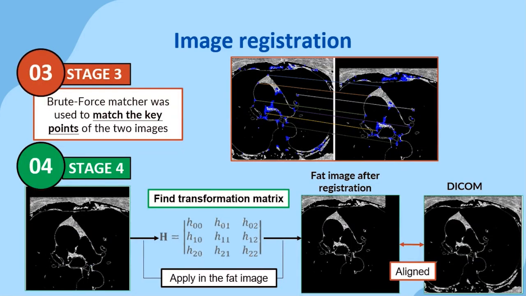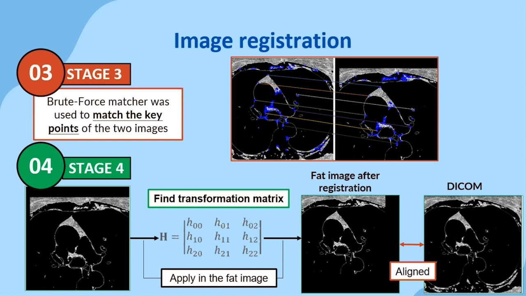Then we use brute force to compare and match the key points between the two images, as you can see. Brute force takes the descriptor of a key point in the first set and matches it with all other features in the second set using some distance calculation, in this case Hamming distance, and the nearest one is returned. And finally, the RANSAC algorithm finds the transformation matrix to apply in the image that we want to register, and as you can see, the two images are already aligned as intended.